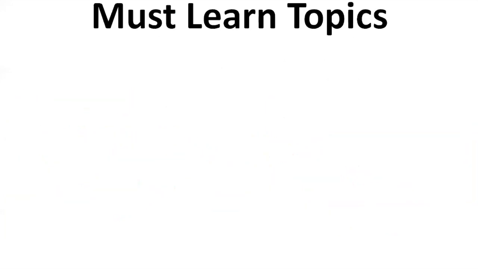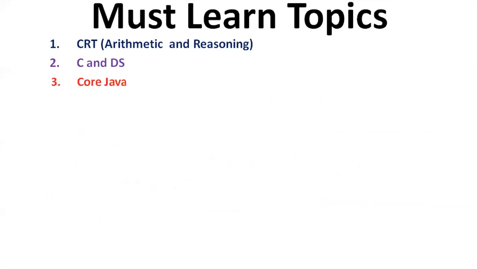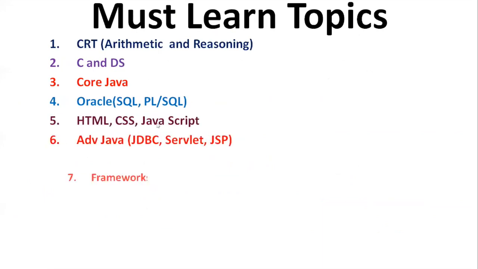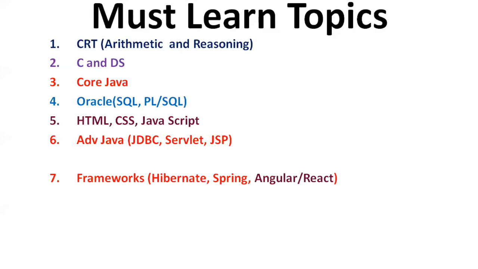Okay, nice. What are the courses you must learn? Yesterday I added one more course, right? CRT, C and DS, Core Java. C means C language, okay? Oracle, SQL, PLSQL, and next HTML, CSS, JavaScript, advanced Java, frameworks. Under frameworks, Java frameworks are there, and also HTML frameworks are there. What is that? Hibernate, Spring, React.